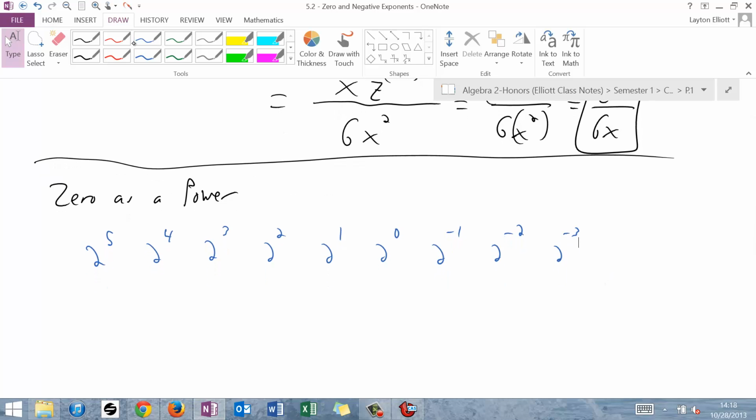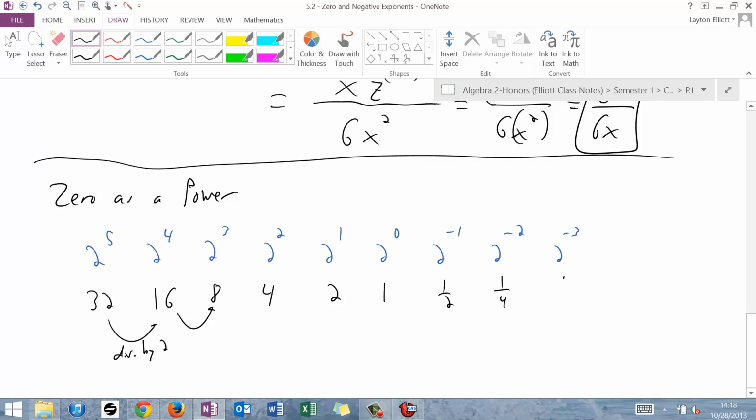that's enough. Okay, 2 to the 5th is 32. 2 to the 4th is 16. 2 to the 3rd is 8. Look at the pattern here. This is divide by 2. And if I continue, 4, 2. If I divide by 2, I get 1, and then if I divide by 2 again, I get 1/2, and then 1/4, and then 1/8, and so on.